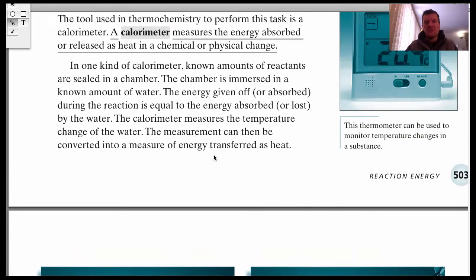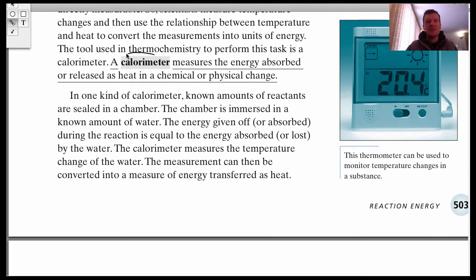Now, how do we measure the exchange of heat? We basically use what is called a calorimeter. A calorimeter, you can see that word meter here. Meter is like to measure. Calorimeter, calories, you think of heat energy that's stored in your food, for example. That's a form of heat energy. And it measures what? The energy absorbed or released when we have a chemical or physical change. Okay? So a calorimeter is a device that is going to measure this heat exchange, this heat transfer. Okay?